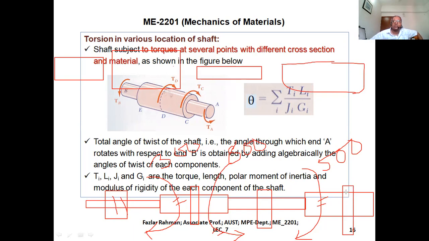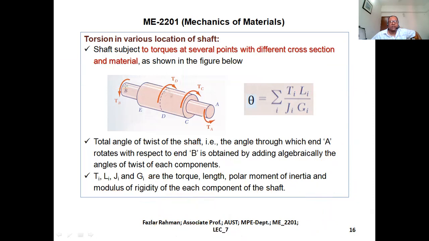But before that, you have to break each member and make the free body. We will show you later how we can figure out the torque for each segment by making the free body. But right now, what I'd like to say is that you know the torque at B is this much, ED this much, DC this much, and CA this much. How will you figure out the angular deformation?